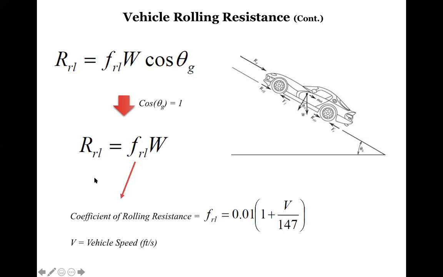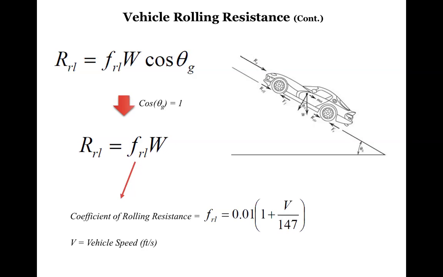And then there's a way to calculate or estimate the coefficient of rolling resistance or the friction, which is a function of the vehicle speed. If you have your vehicle speed in feet per second, you can calculate the coefficient of rolling resistance. That's F sub RL equal to 0.01 times 1 plus v, the vehicle speed in feet per second, divided by 147.